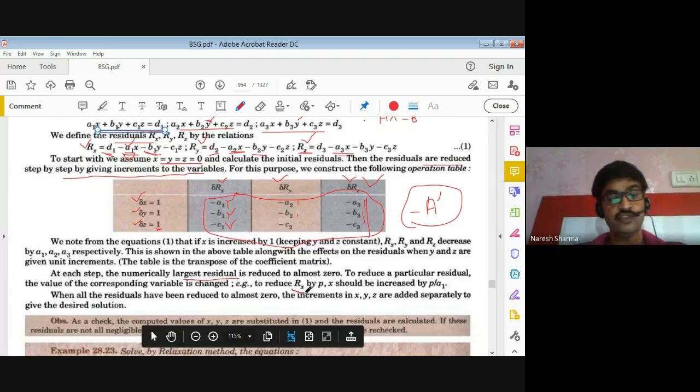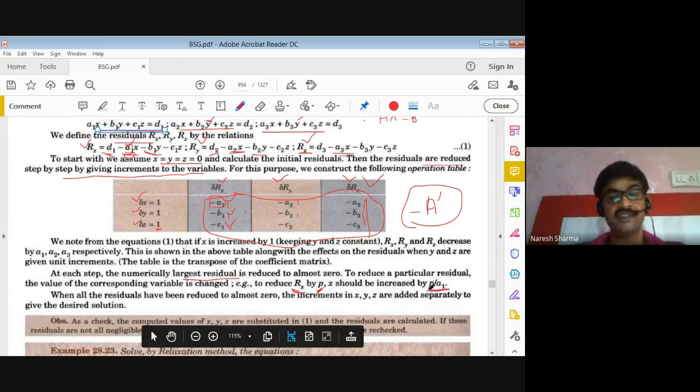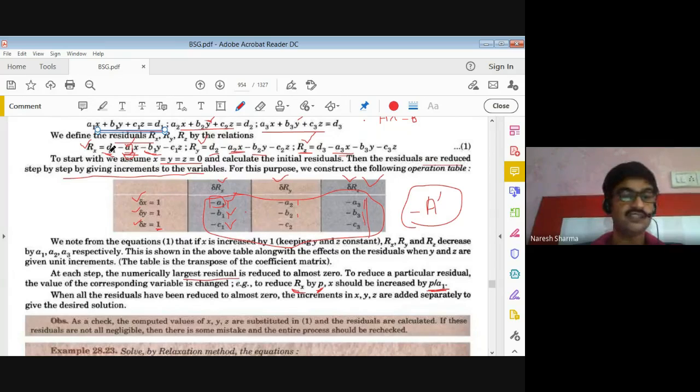We want to reduce this Rx. Suppose we assume this d1 as your p here. We divide this p by this coefficient, in magnitude, that is a1, and we increase the value by this. That means we put here x, we divide by a1 into p. So p means your d1 here. So d1 minus d1 becomes nearly 0.